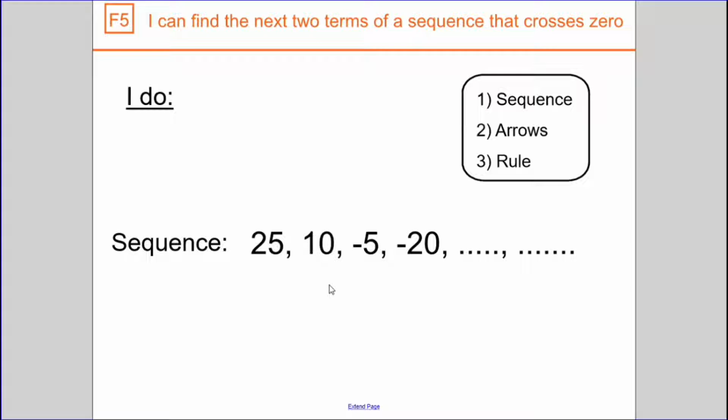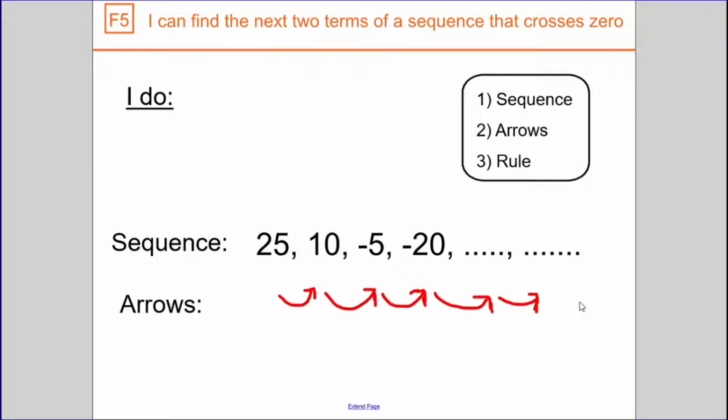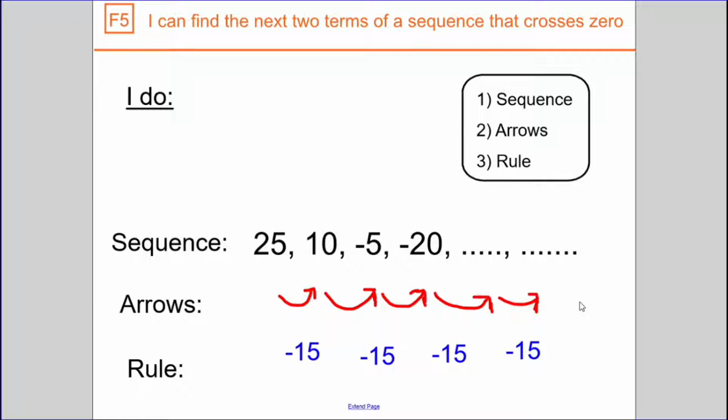Now remember your three key steps: sequence, arrows and rule. So we've got a sequence 25, 10, -5, -20, so on and so on. So the first thing we need to do is draw our arrows. The next thing we need to do is find our rule. Now remember, our rule here is going to be -15 because our sequence here is decreasing, so we need to subtract each time.